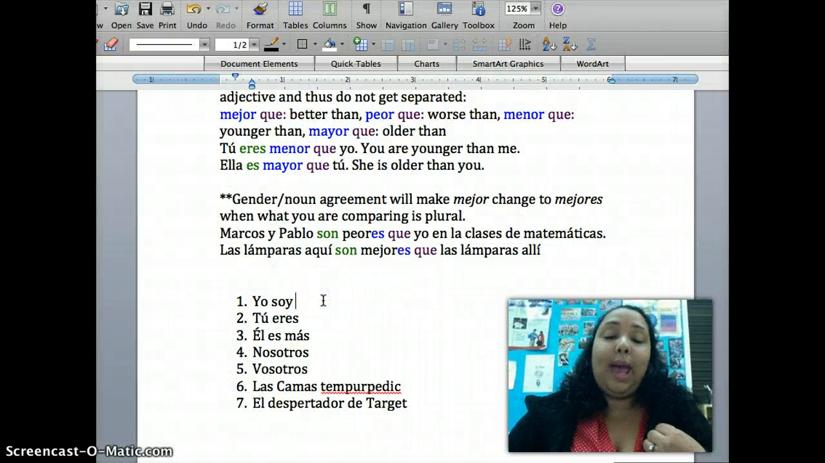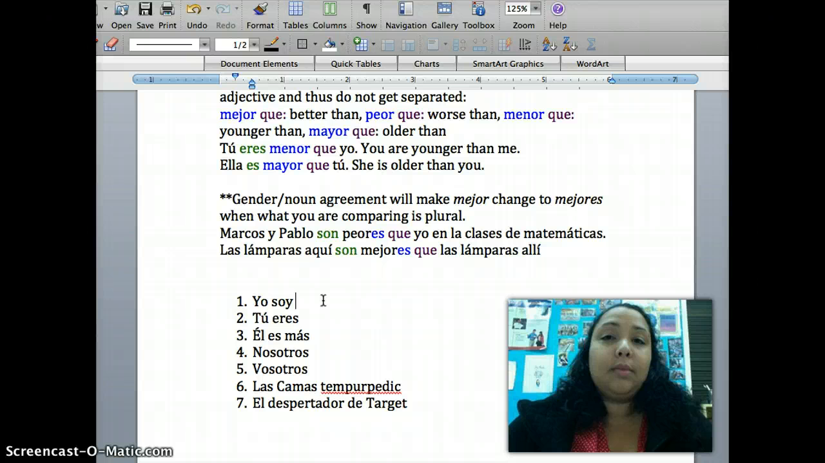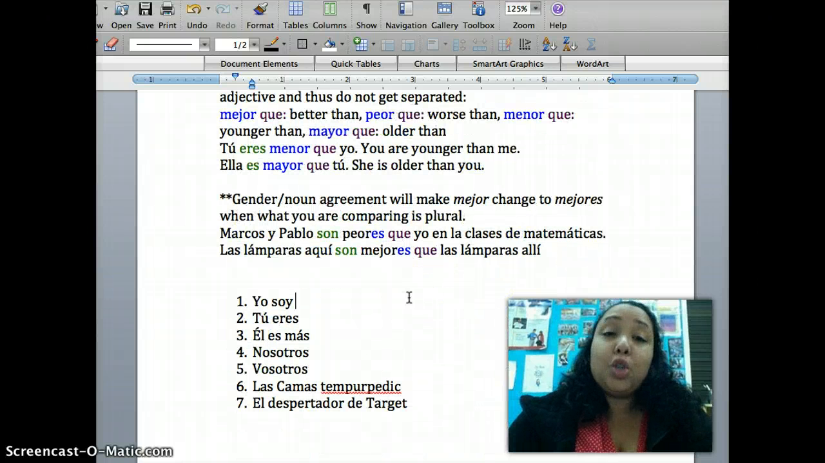Now, how would I say I am bigger than her? I'm going to give you just a second. I already put the verb ser in there for you for yo soy. What if I'm saying that something is more than, for example, I'm bigger, which phrase am I going to use? Más que or menos que, because that's more than or less than. Más que. So yo soy más grande, and then what goes next? Que ella. That's how we'll start that one off.